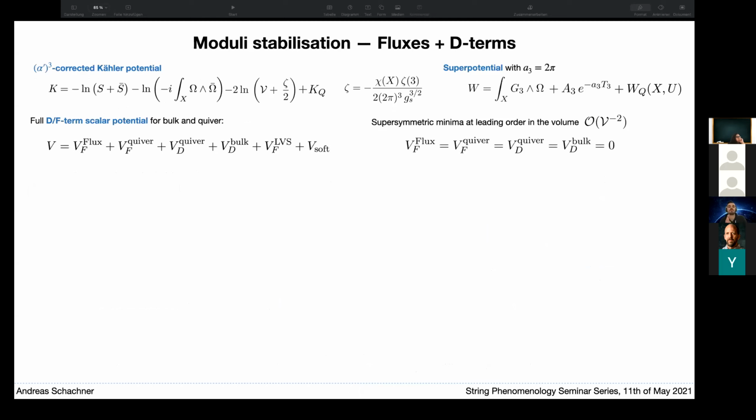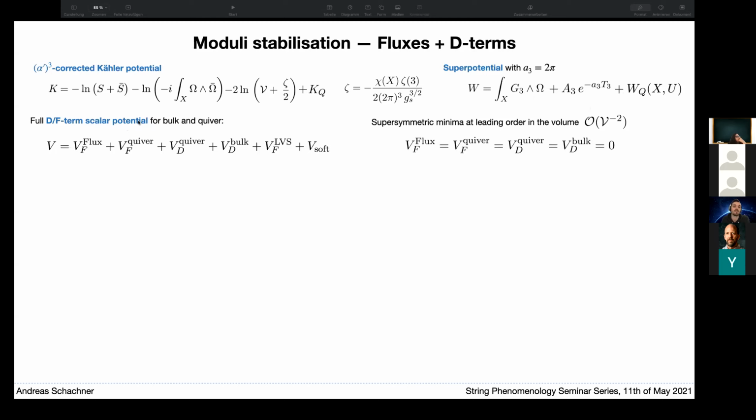Finally, we have to talk about the issue of moduli stabilization. So first, we define our usual Kähler potential with the alpha prime cubed corrected part appearing in the Kähler sector here, together with a contribution K_Q coming from the visible sector. And the superpotential, we have as usual a flux contribution, an instanton contribution, as well as a quiver contribution from the visible sector.